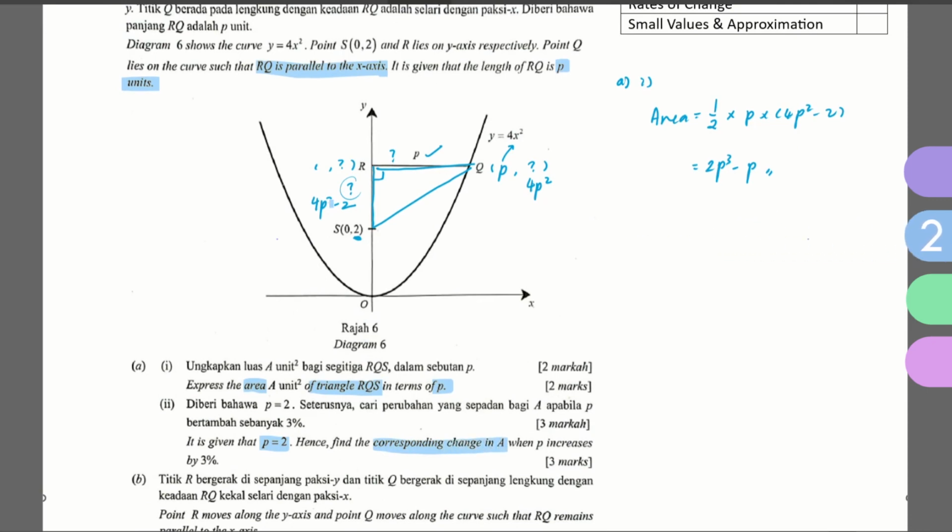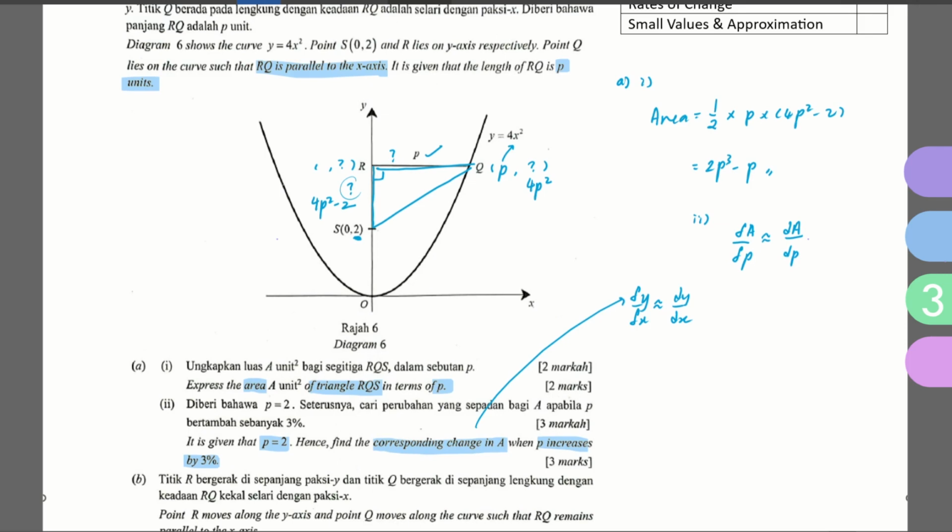For part B, it is given p equals 2, we need to find the corresponding change in A, which means a small change in A when p increases by 3%. So to find the small change, we need to use this formula. Since we need to find the small change in A, replace the y with A, and since p is related to A, I'll replace the x with p.